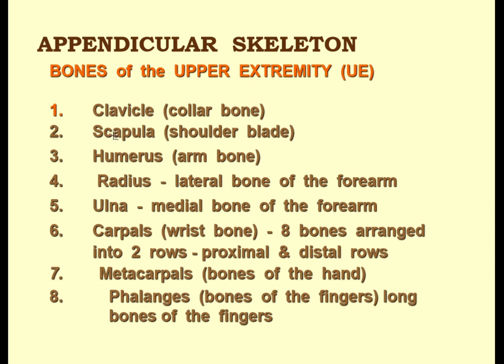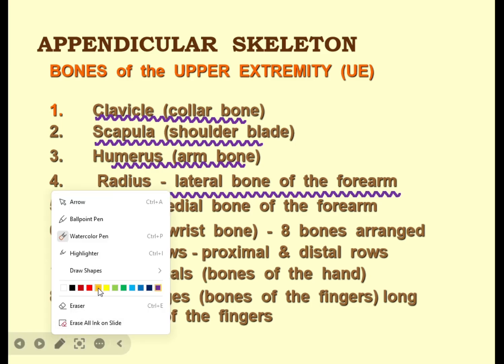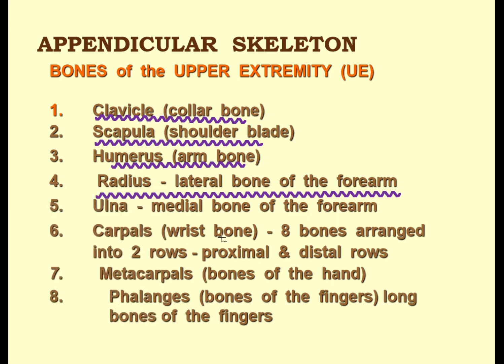So here is the clavicle. First we read, then we see the diagram. The clavicle is the collarbone. The scapula is the shoulder bone, the shoulder blade. The humerus is the arm bone. The radius is the lateral bone of the forearm. Next, the ulna is the medial bone of the forearm.